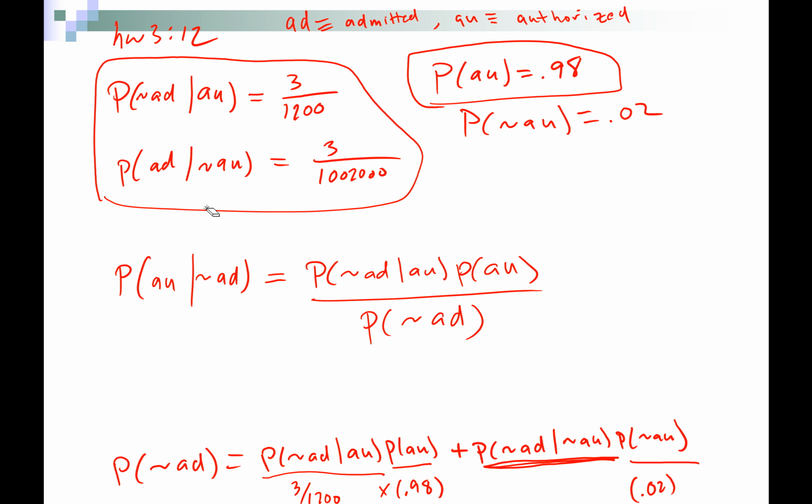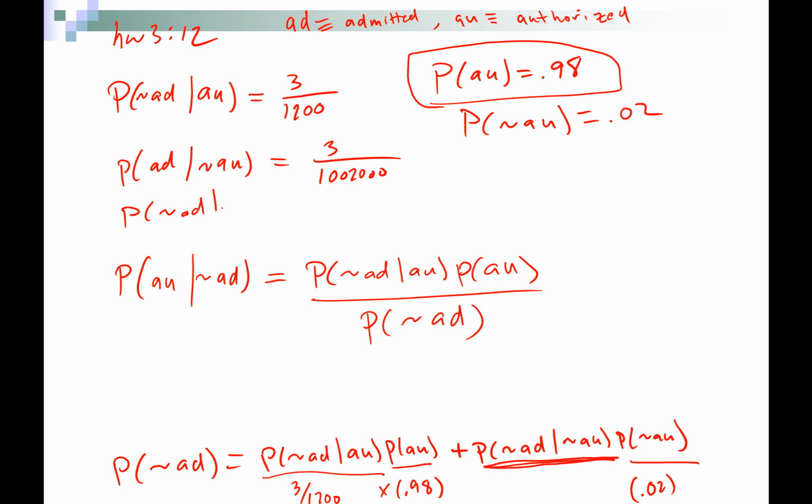We haven't written it down yet, but we can write it down. It's the probability of not being admitted given that you're not authorized. All of the laws of probability that we learned so far are true for unconditional probability, but they're also true for conditional probability if we condition on the same thing. So in other words, we're saying let's condition on this not being authorized. So this is just going to be 1 minus 3 divided by 1,000,000 2,000. So I can plug that in here: 1 minus 3 divided by 1,000,000 2,000.